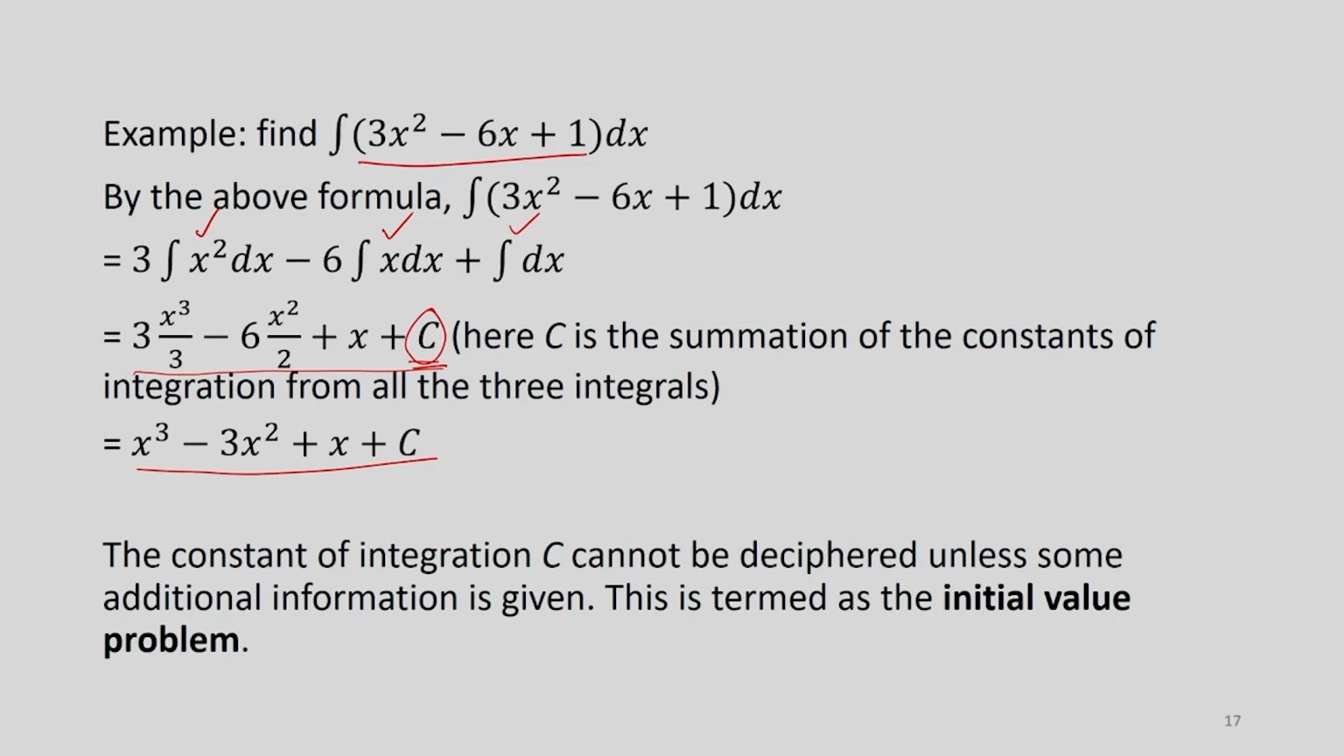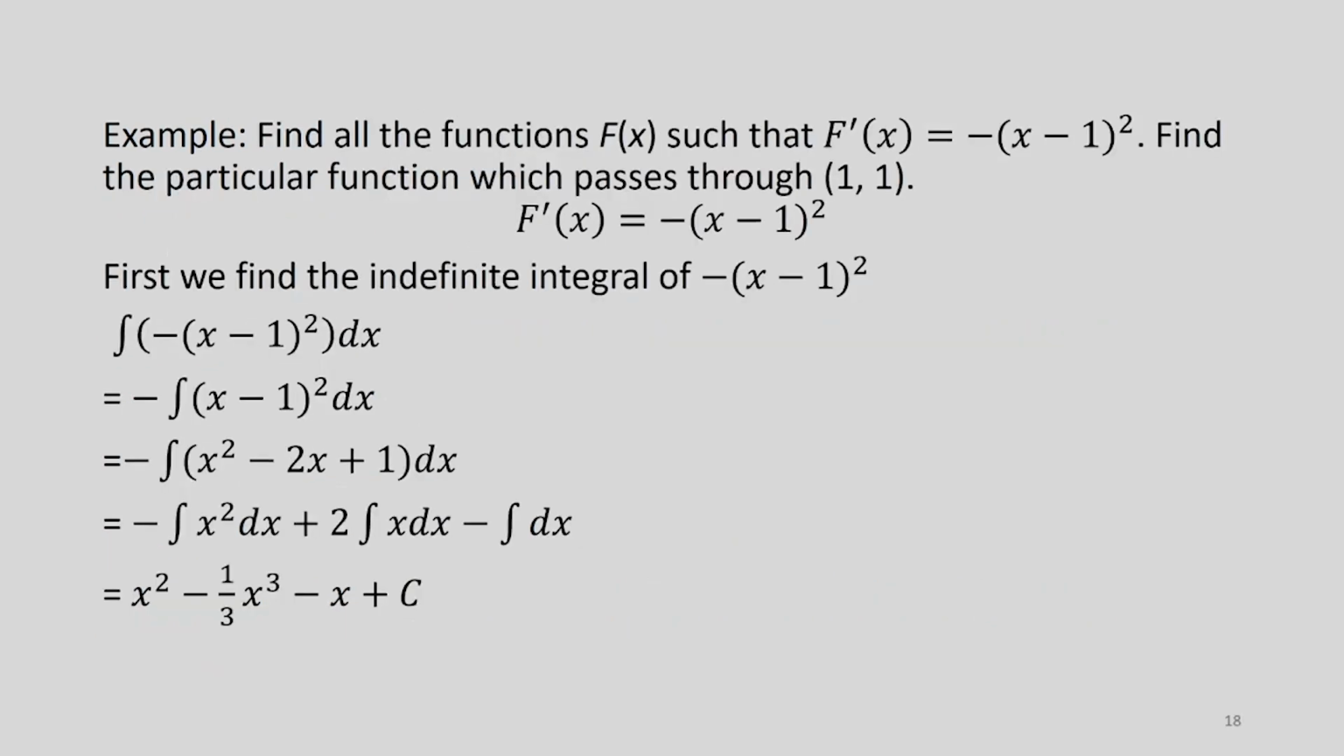Okay, the constant of integration c cannot be deciphered unless some additional information is given. This is termed as the initial value problem. Okay. Right now c is just an arbitrary constant, we cannot say anything about the value of c. So, to understand what will be the value of c, we need certain condition, some additional information, and this is termed as the initial value problem.